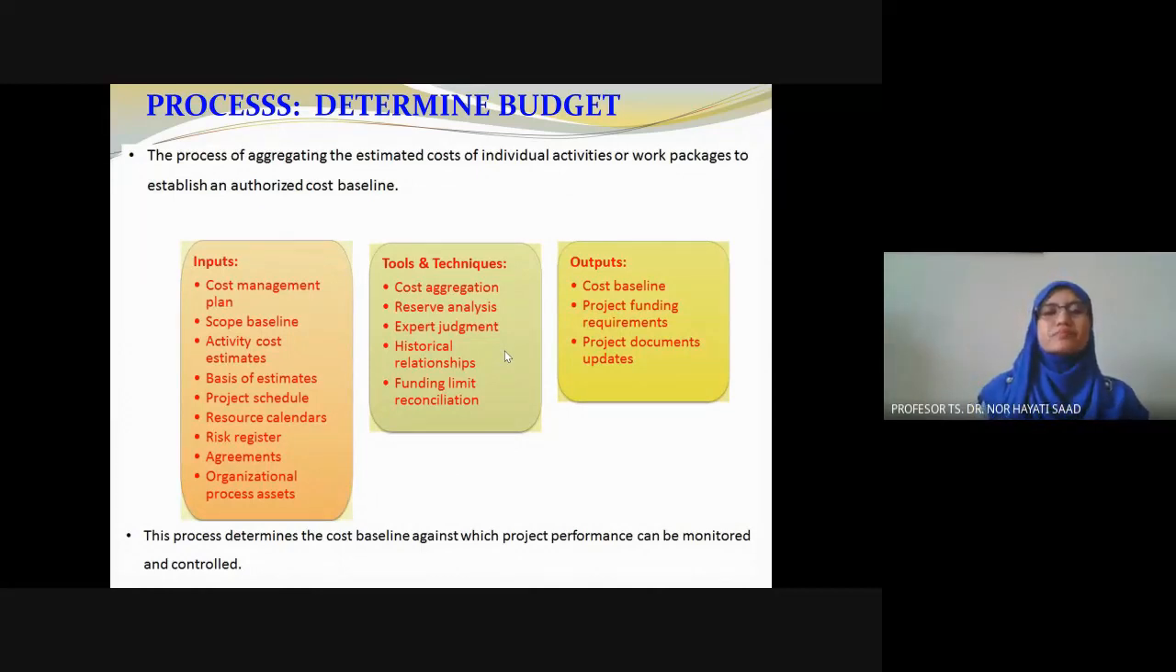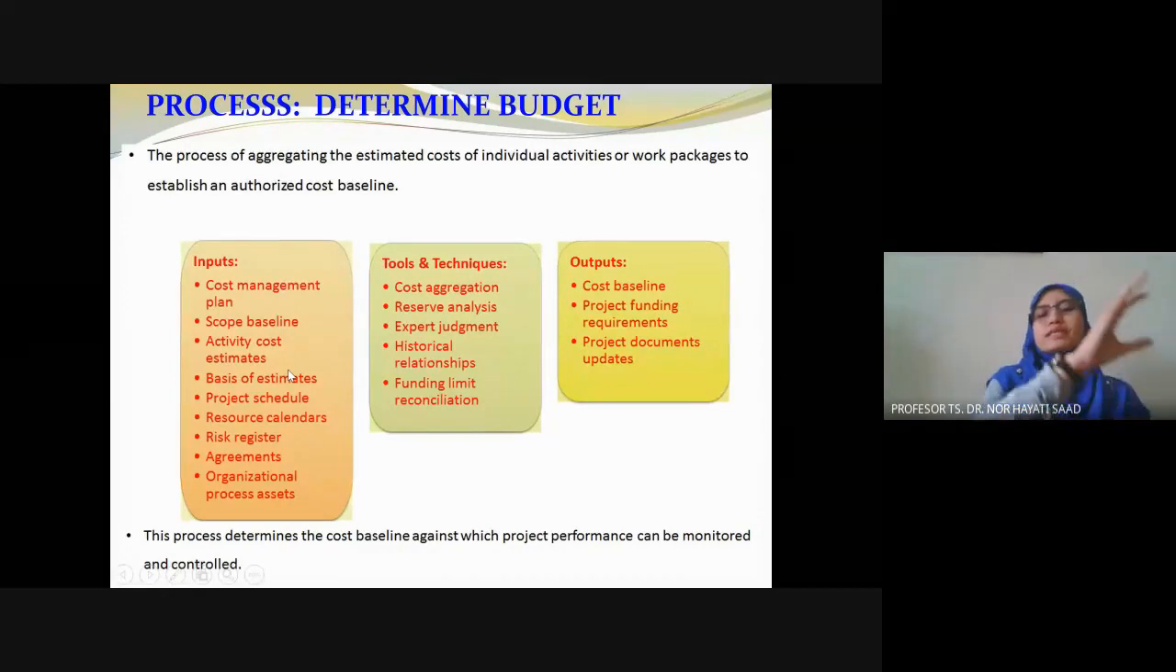Okay, again, under determine budget, the processes, we have inputs again, the previous ones: cost management plan, scope baseline, activity cost estimate, basis of estimation, project schedule, resource calendar, all resources, the calendar that we already log, especially when we put it in our software, like in our case Microsoft Project. So risk register and also agreements, organizational process assets. So the output is actually the cost baseline.